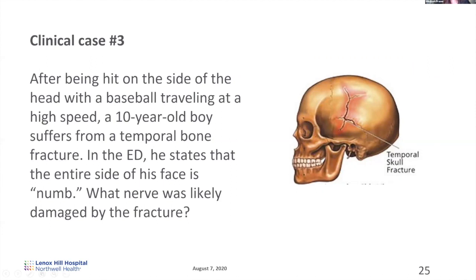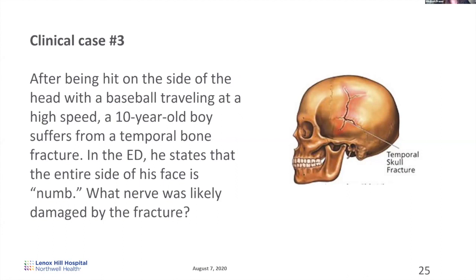All right, clinical case 3. After being hit on the side of the head with a baseball traveling at a high speed, a 10-year-old boy suffers from a temporal bone fracture. In the ED, he states that the entire side of his face is numb. What nerve was damaged? Yeah, we just discussed this.